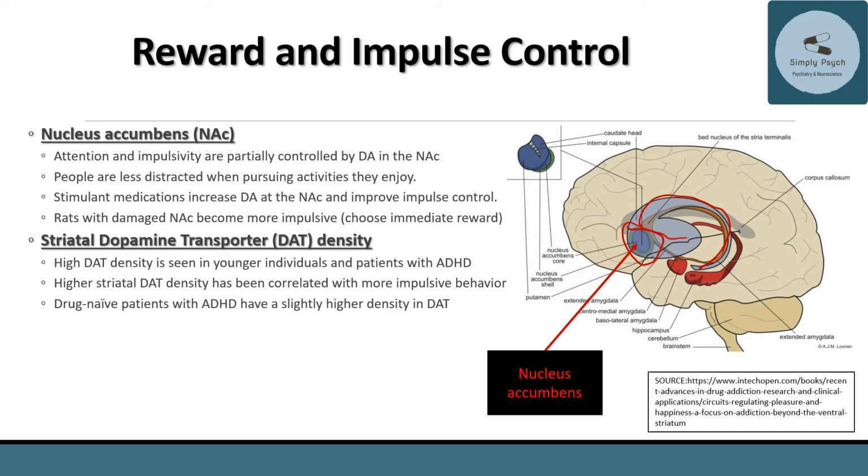And so it's either degraded by enzymes, or it diffuses away from the synapse, or it's sucked back into the neuron by the dopamine transporter. High dopamine transporter density is seen in younger individuals and patients with ADHD, and higher striatal dopamine transporter density has been correlated with more impulsive behavior. Exactly why that is, they're still trying to figure out. But drug-naive patients with ADHD have a slightly higher density of dopamine transporters.